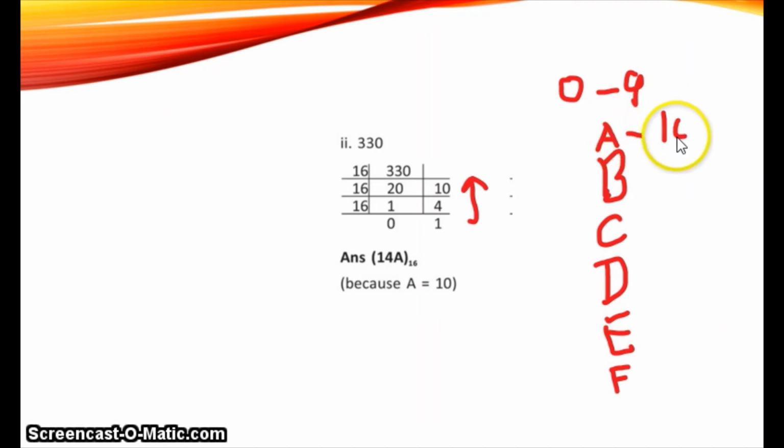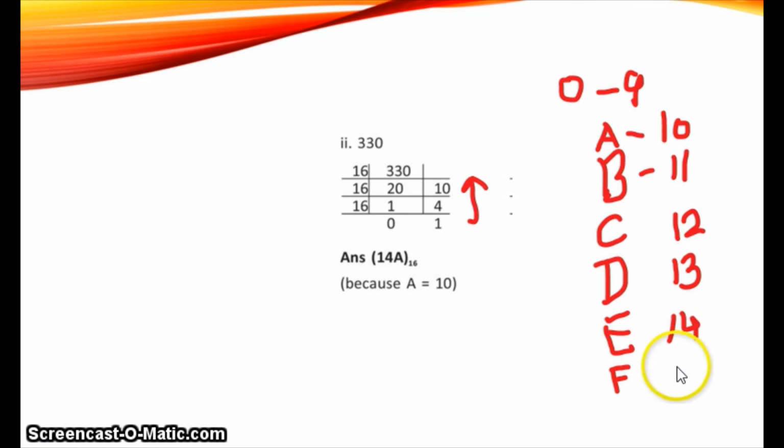10 is represented by A. This is 11, then 12, then 13, 14, and 15. These are the different digits. So it comes out to be 1, 4, and 10. So 1, 4, for 10, we have to write A. So 14A with the base 16 is the hexadecimal equivalent of 330.